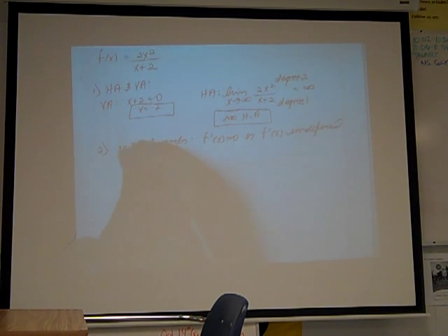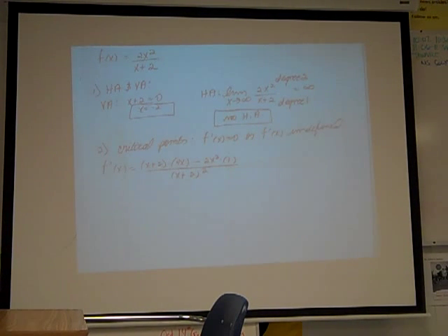If I'm going to take a derivative, okay, f prime of x, I have 2x squared over x plus 2. That's going to be a quotient rule problem. So, low-d-high, high-d-low, low, low. Everybody with me, please. Low-d-high, high-d-low, low, low. So, x plus 2 times 4x minus 2x squared times 1 over x plus 2 squared. That's the derivative.